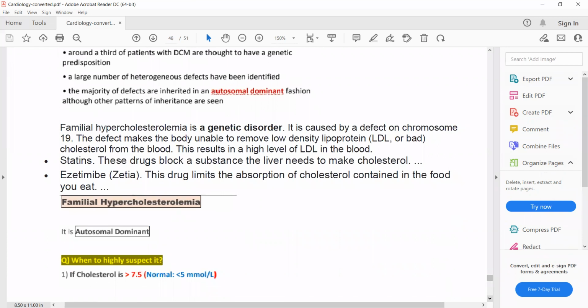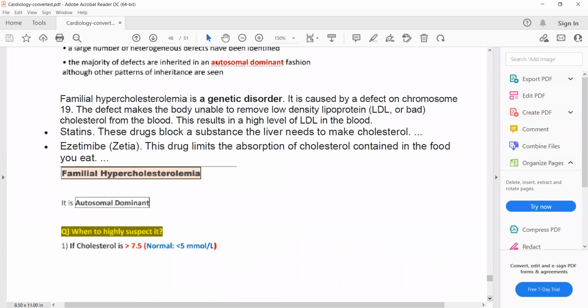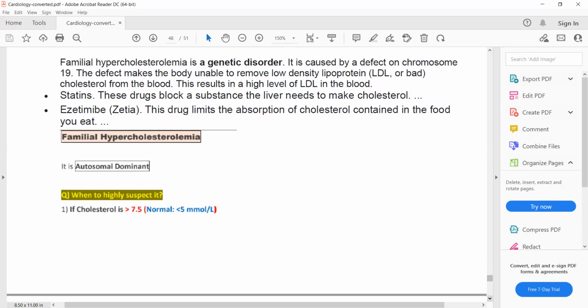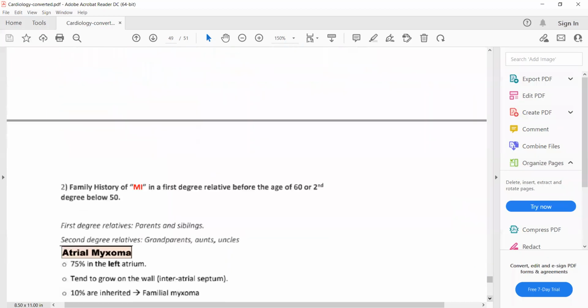Now, the last topic for today is familial hypercholesterolemia. Familial hypercholesterolemia is a genetic disorder. So, for the diagnosis of familial hypercholesterolemia in the PLAB 1 exam, there should be a family history of MI in a first degree relative before the age of 60 or a second degree relative below the age of 50.